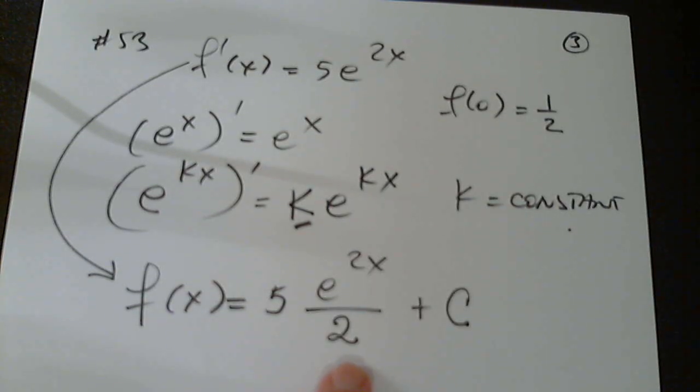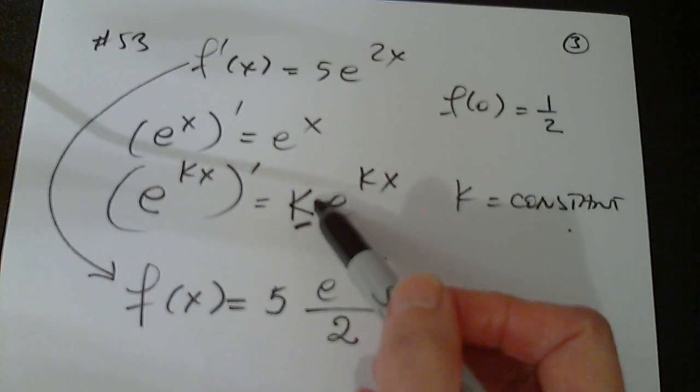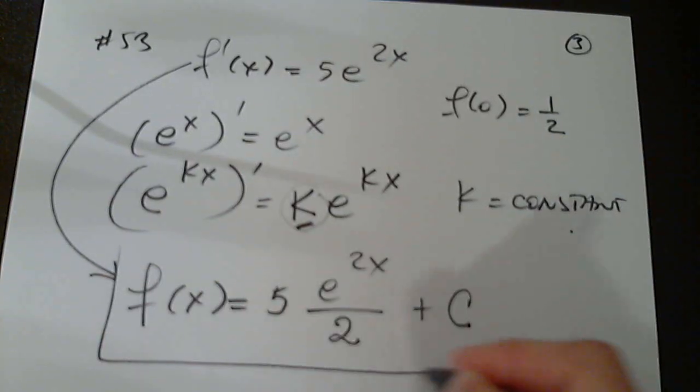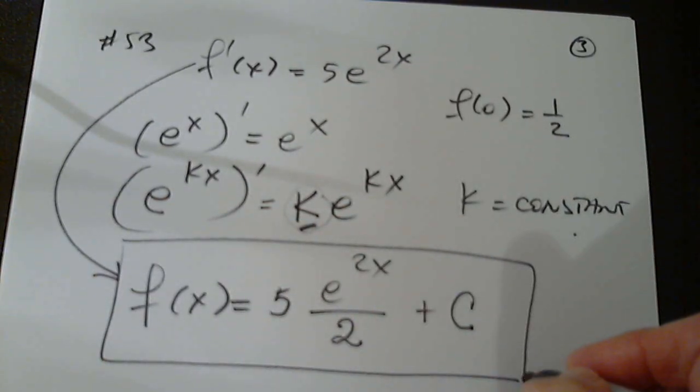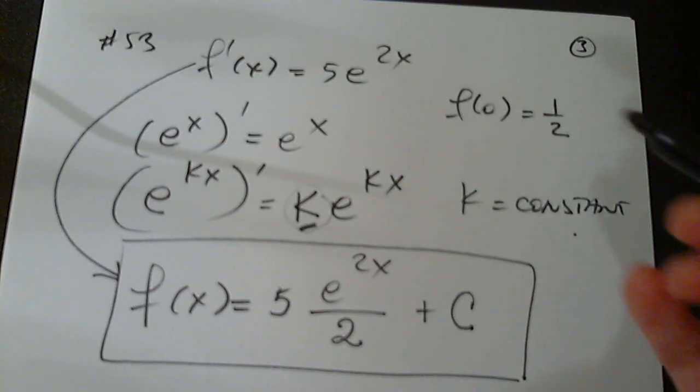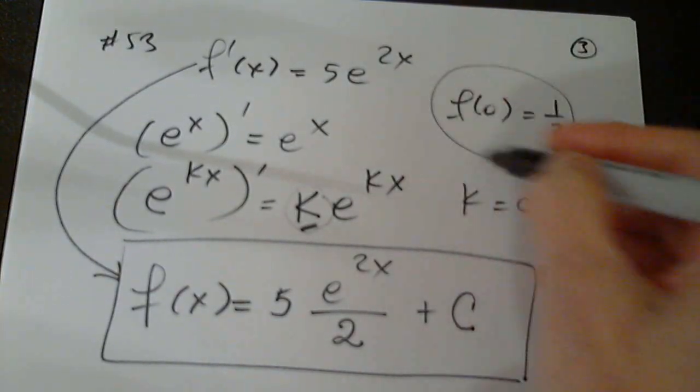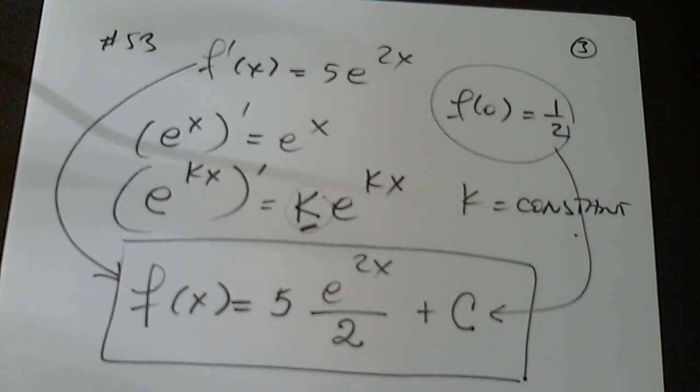So careful here. When I differentiate, the k is in front. When I find the antiderivative, the k is in the denominator. So please be very mindful of this. It's very important. Okay, now we are told that f of 0 is 1/2. This condition will help us figure out c.